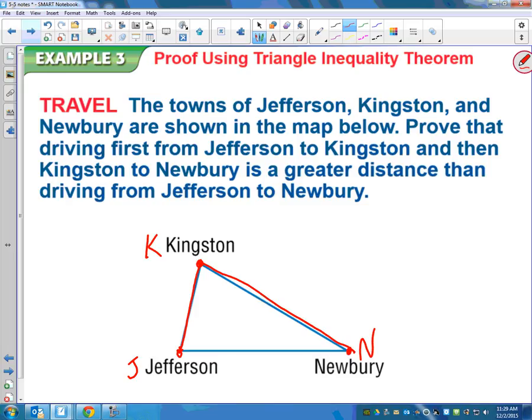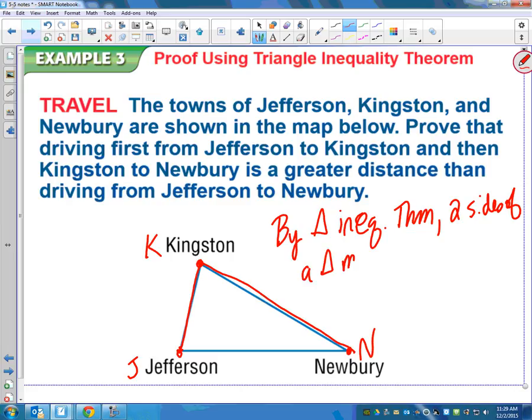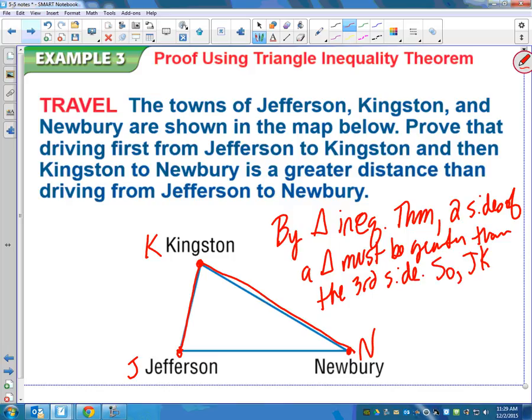I'm going to do a paragraph with you. By the triangle inequality theorem, two sides of a triangle must be greater than the third side. So, JK plus KN is greater than J. Does that prove that?